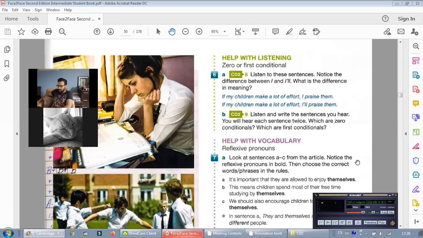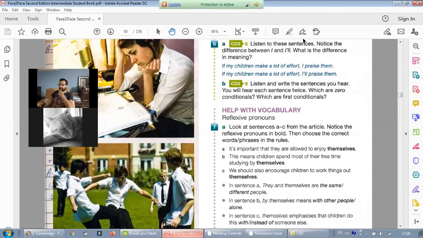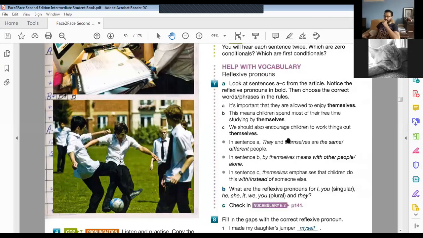Number 7, here we'll talk about something maybe slightly new. It's not too hard, but it is new, I think. So reflexive pronouns. All right. It says here, look at sentences A to C. So let's take a look at A to C. And then it says, notice reflexive pronouns in bold. All right.